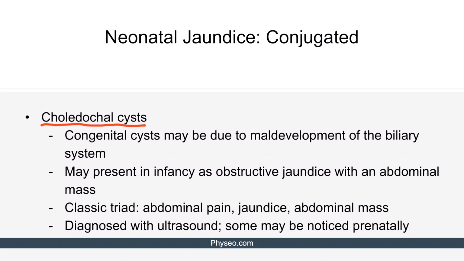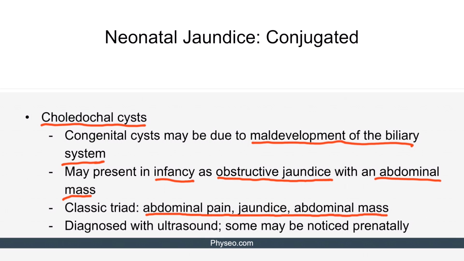These cysts can be due to maldevelopment of the biliary system while in utero. These may present in infancy as an obstructive jaundice with an abdominal mass. The classic triad of choledochal cysts includes abdominal pain, jaundice, and an abdominal mass. Choledochal cysts, like biliary atresia, are also diagnosed with ultrasound. They may even be first noticed on prenatal ultrasound.